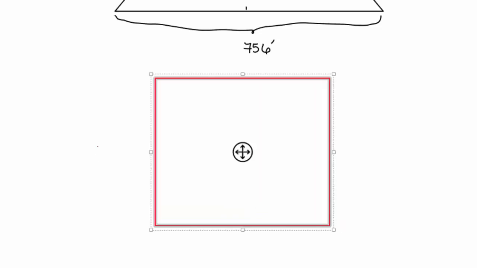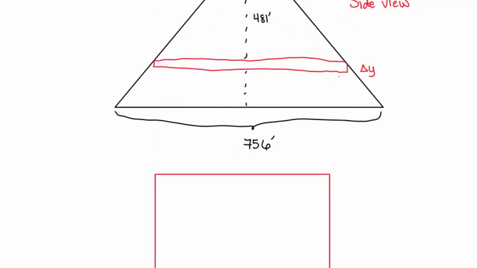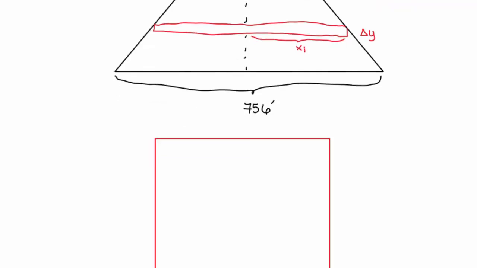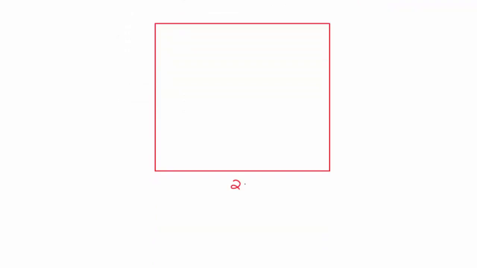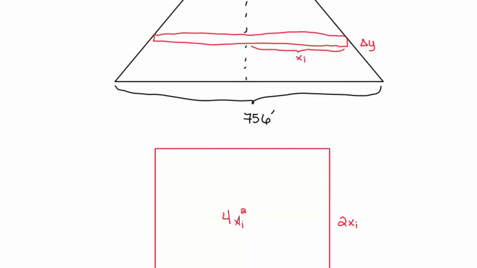So this is a square. And it is some width. We don't know what the width of this slice is, but I happen to know that it's twice this distance. I'll call it x sub i. So it's twice x sub i here and twice x sub i there because it's a square and therefore it's of area 4x sub i squared. Now our job is to find the x sub i.